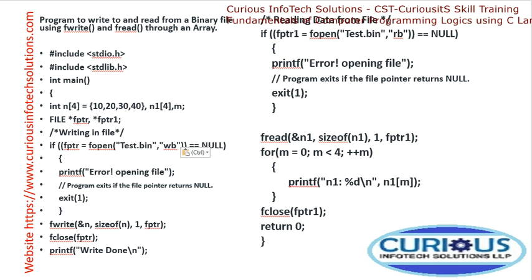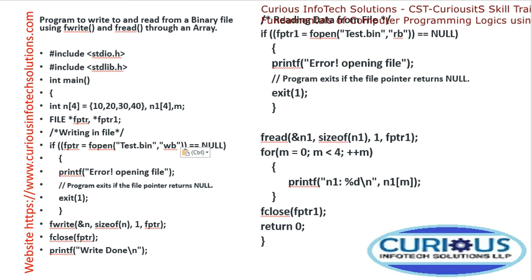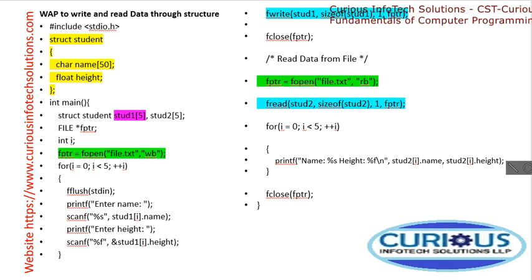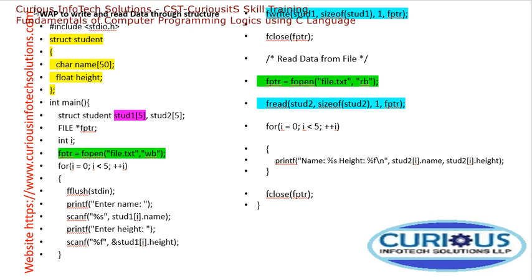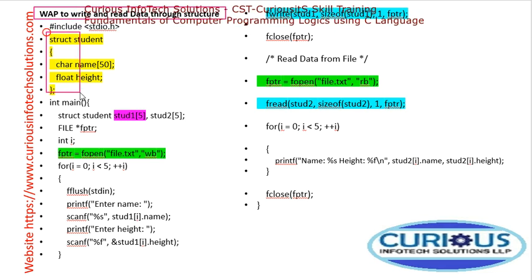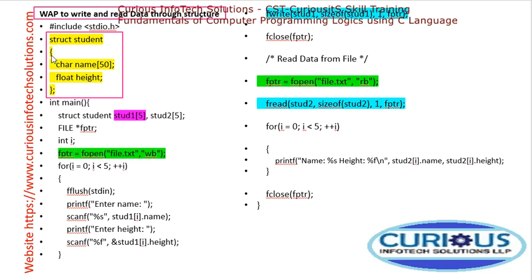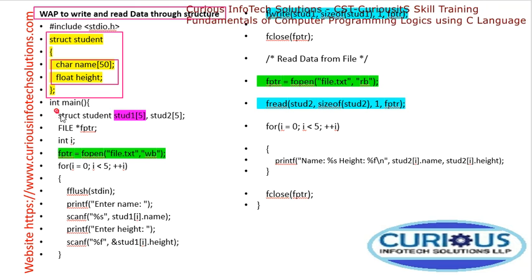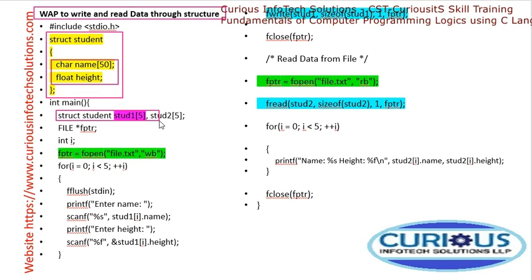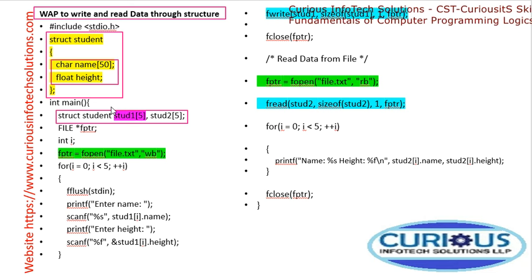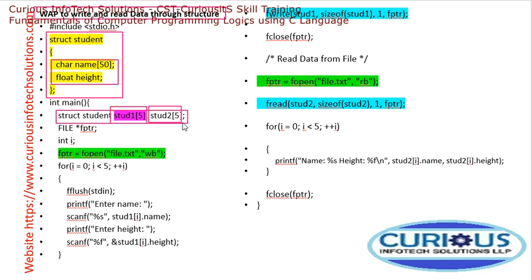Now lastly, we have to understand how we can use the structure. So here I am making a program for reading and writing data to a structure. Here we have one structure with two members, a character name and a float height. Now here we are making 5 records. Through student 1 we will write the data, and through student 2 we will read it.